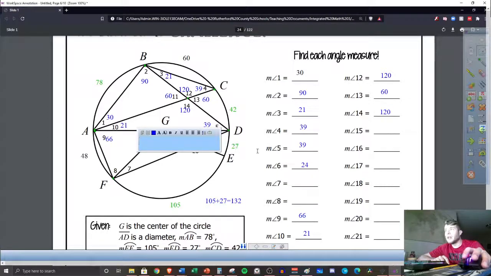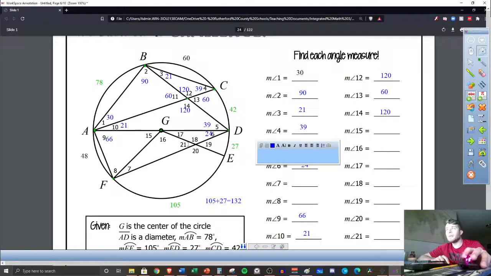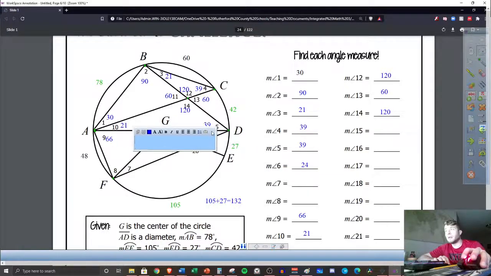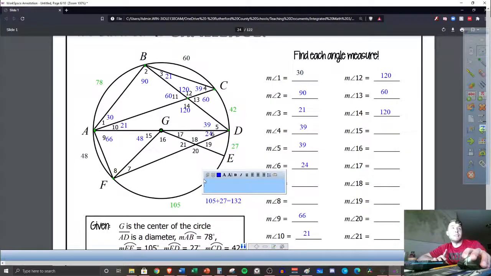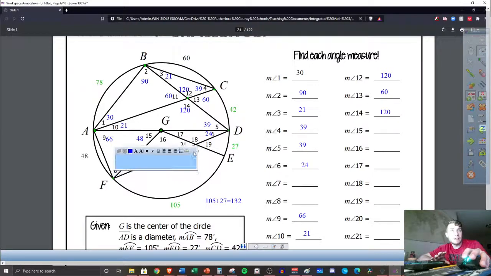15. How would I find 15? Well, what type of angle is 15? AGF. You'll notice that the vertex is in the center. It is a central angle. So that's really good because we wrote down the rule that central angles are equal to their intersected arc measures. Okay, so AF is the arc here. It's 48. So by our rule that we wrote down, these have to be congruent. So there we go. This kind of unlocks the door for number 8 now, or angle 8, okay?